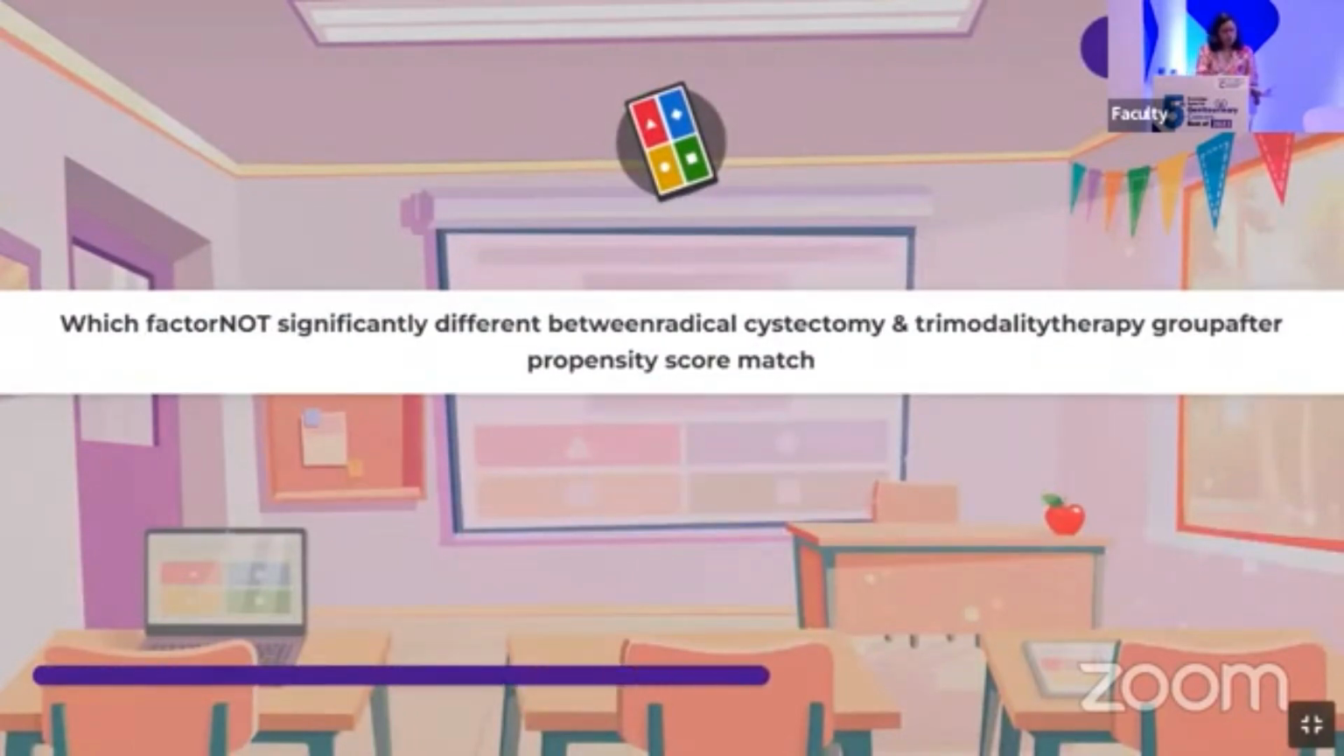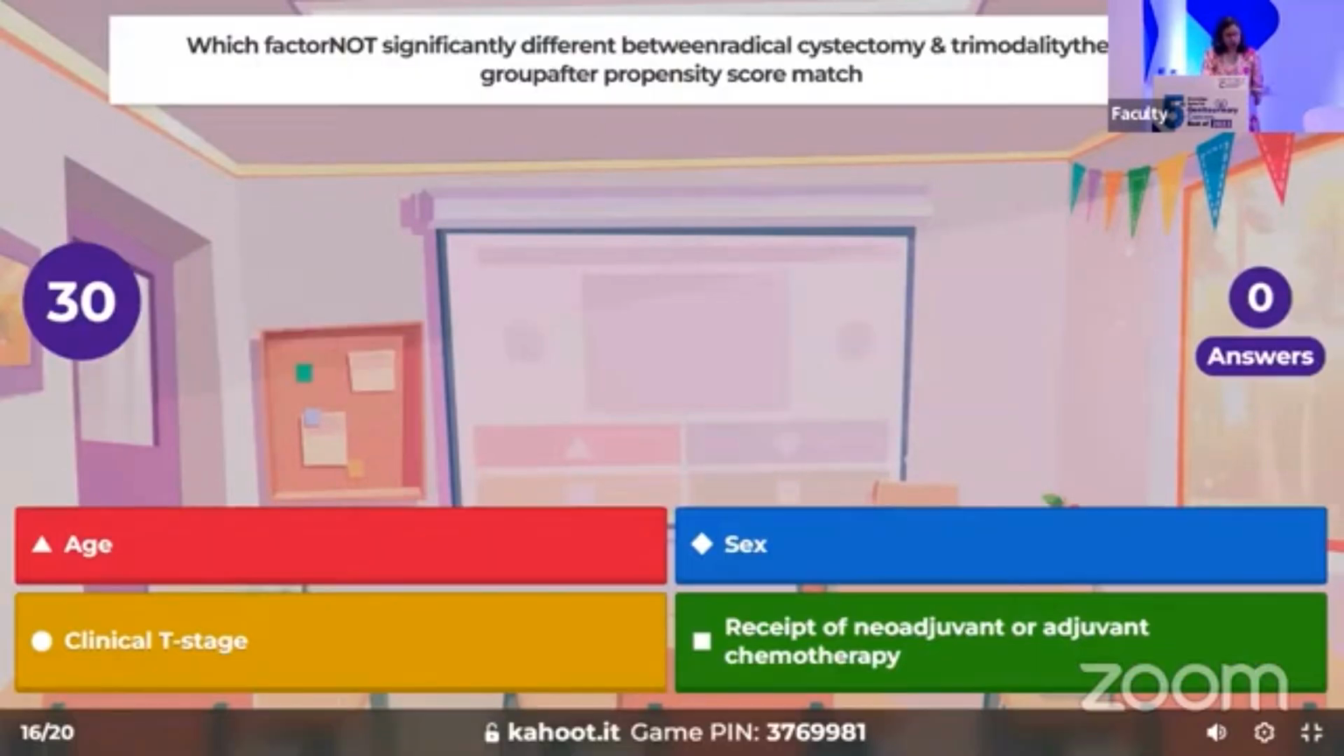So this is again on the radical cystectomy versus trimodality study, and which of the factors was not significantly different between the groups after a propensity score match, that is between the radical cystectomy and the trimodality group. 1 is age, 2 is sex, 3 is clinical T stage, and the last is the receipt of neoadjuvant or adjuvant chemotherapy.